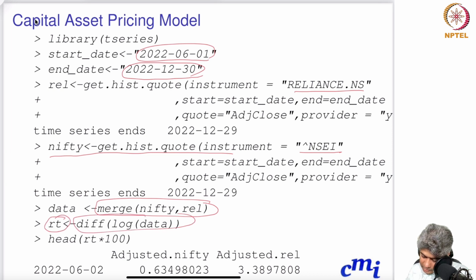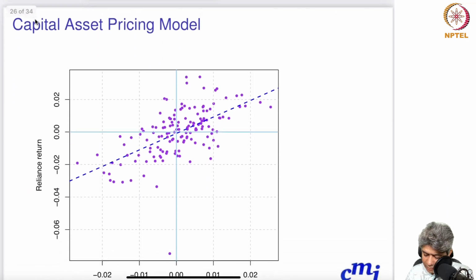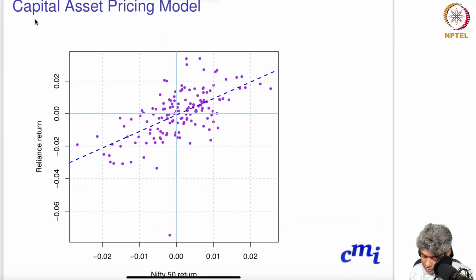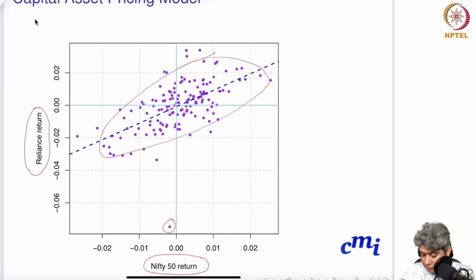Here are the first few days of data of Nifty and Reliance Industries, the log return of Nifty and the log return of Reliance Industries, and I plotted them over the period. On the x-axis I plotted the Nifty 50 log return, and on the y-axis I plotted the Reliance log return. There is a big outlier here where Nifty 50 is 0 but Reliance Industries dropped significantly, but most of the data you can see is on a sort of straight line.